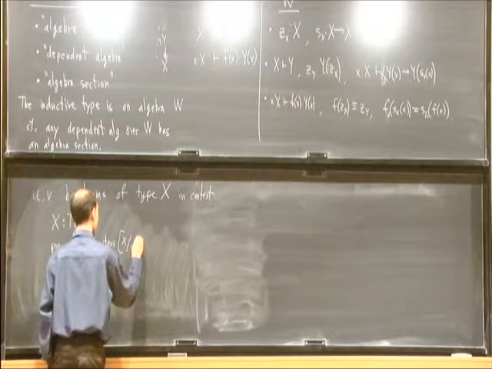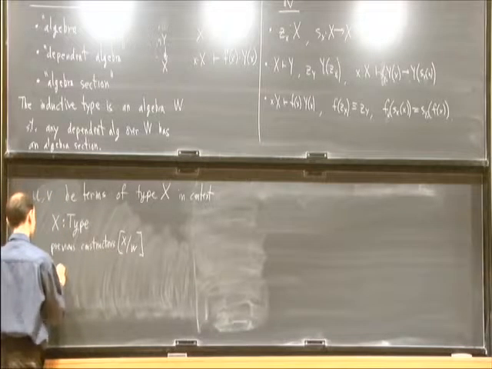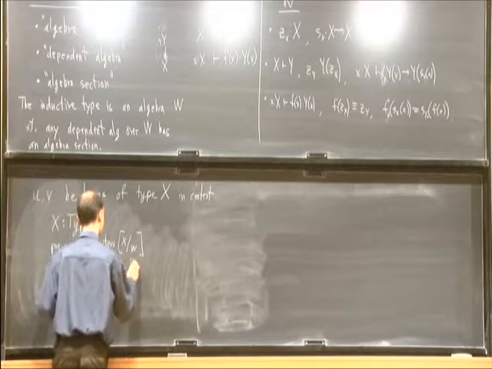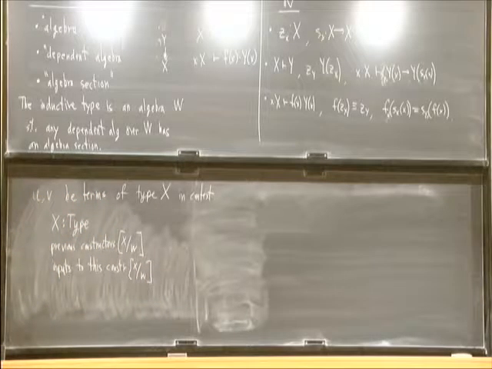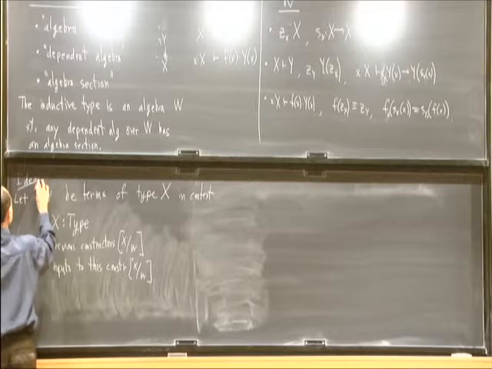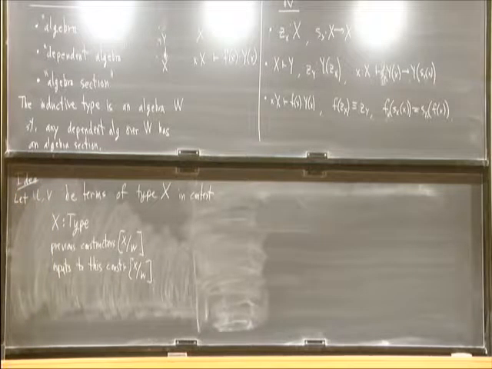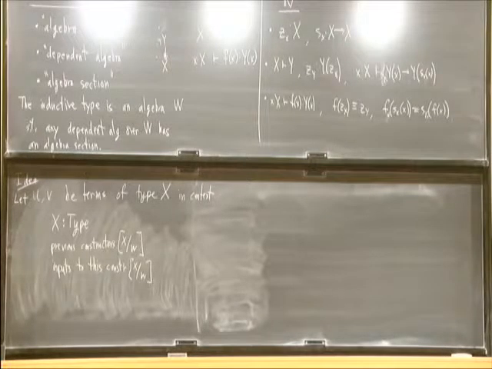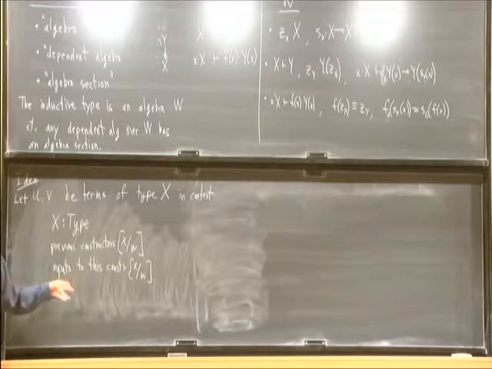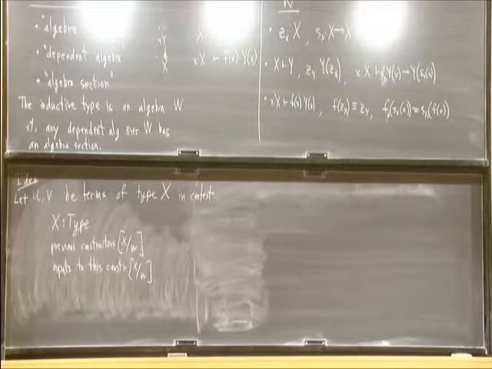And I'm given the previous constructors referring to X rather than W. And furthermore, I'm given the inputs to this constructor, with X instead of W. Well, you can make it anything you want. I want to emphasize that it's just a variable. It's not the inductive type being defined. It's an arbitrary type with this structure.